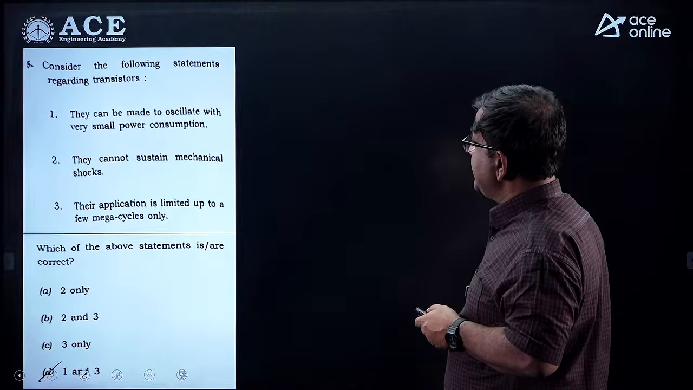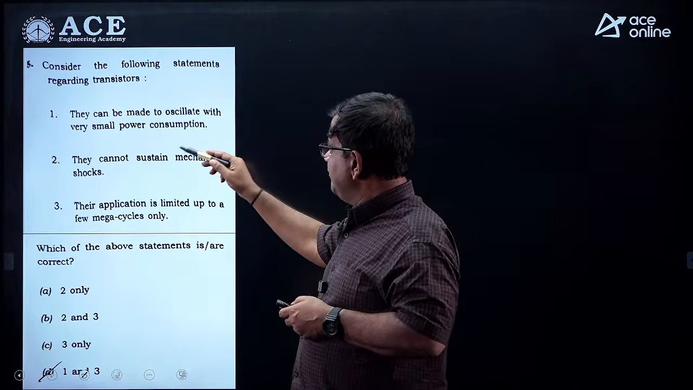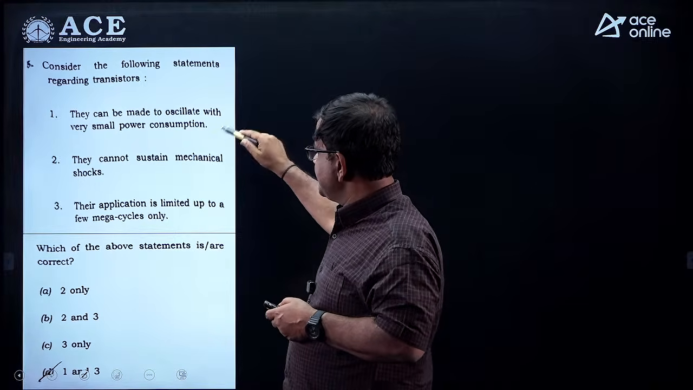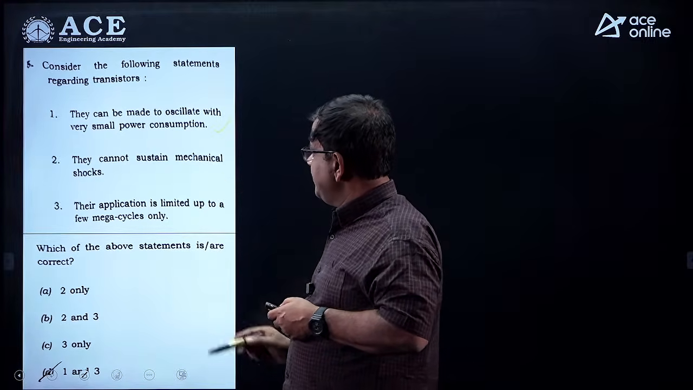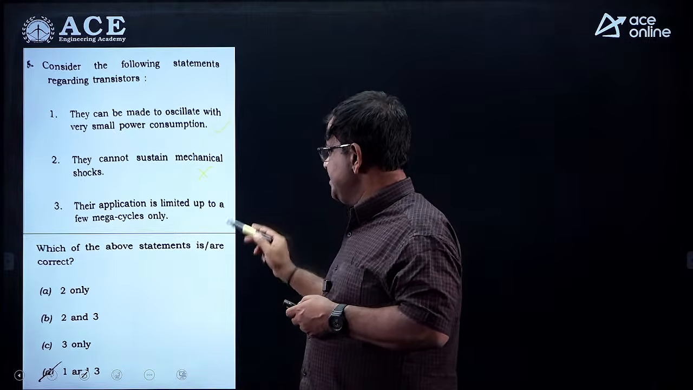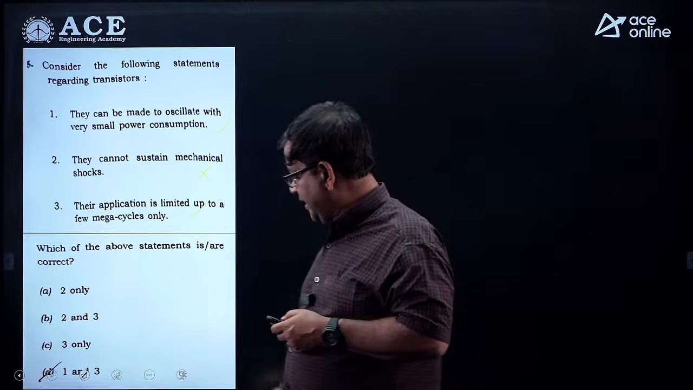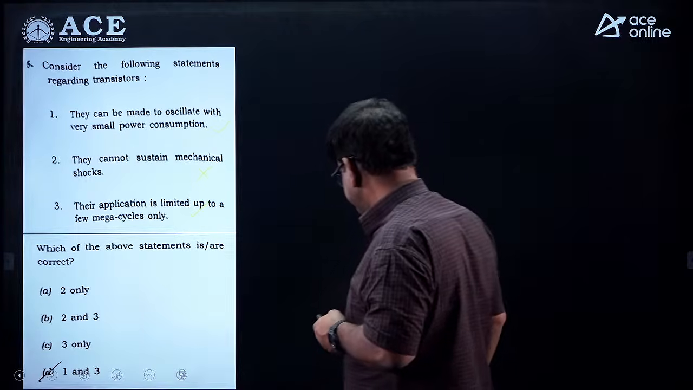Consider the following statements regarding transistors. They can be made to oscillate with very small power consumption. They cannot sustain mechanical shocks. This is wrong. Their application is limited to a few megacycles. So, 1 and 3 is the right answer, option D.